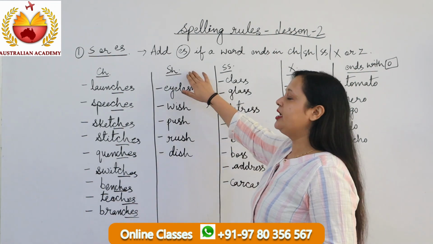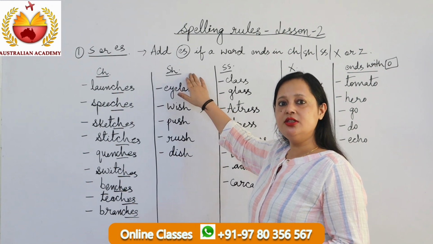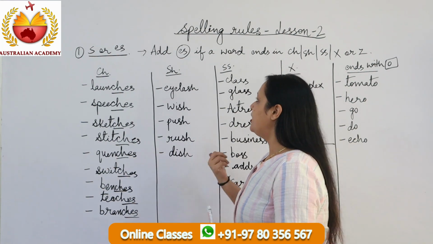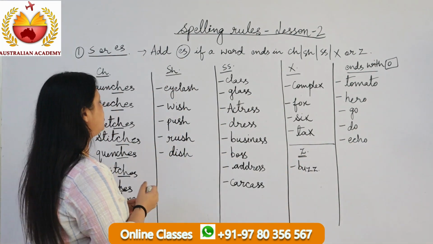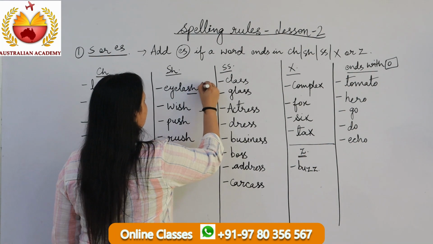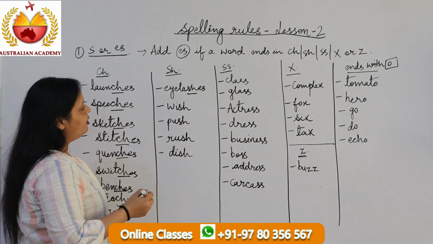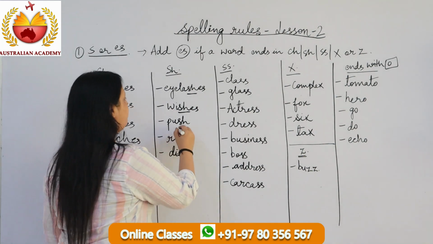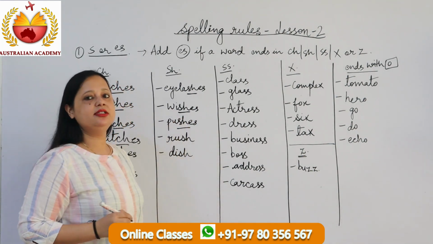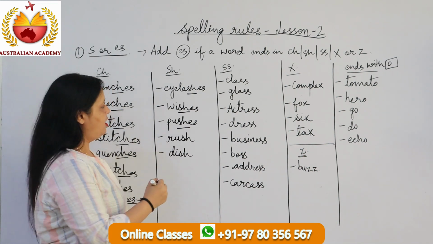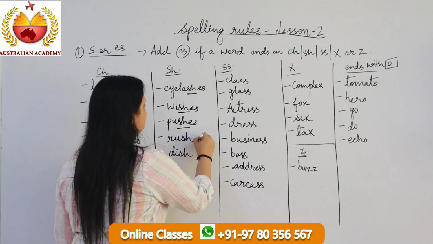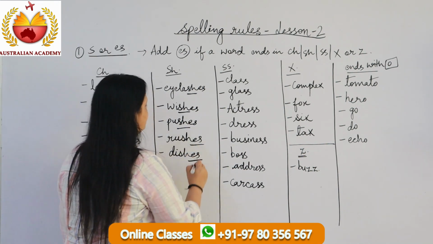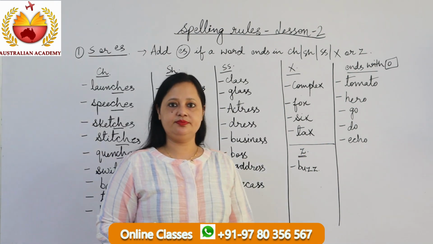The second ending is sh. Whenever you have sh at the end, again you put es, not s. The examples are eyelash, which becomes eyelashes. Then wish, wishes. Push, we add es, so it becomes pushes. Then rush, rushes. Then dish with es, it will be dishes.